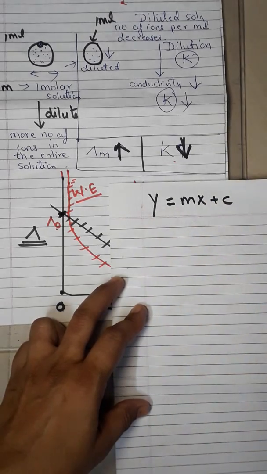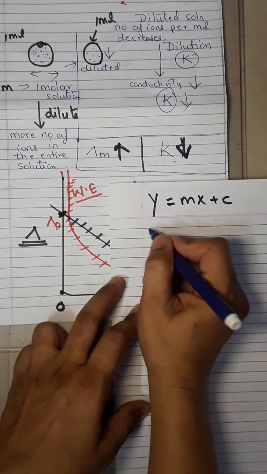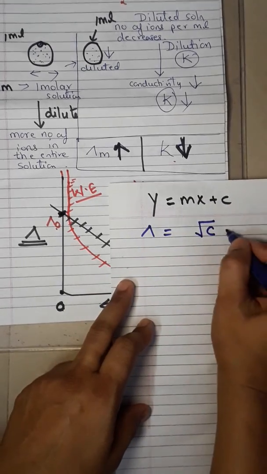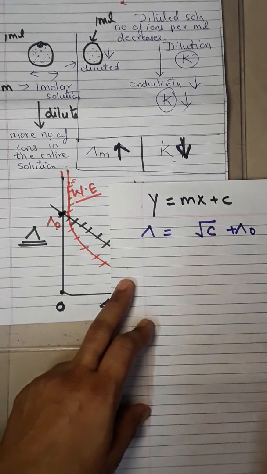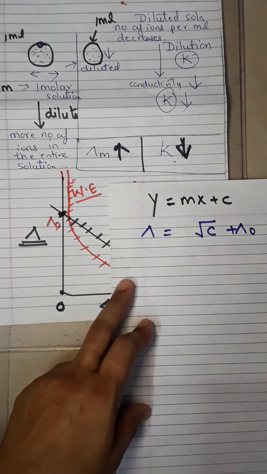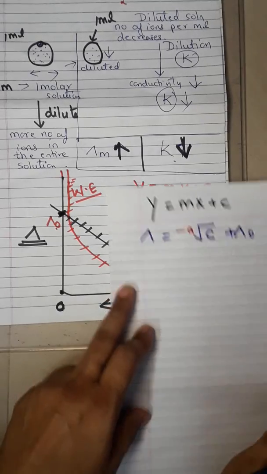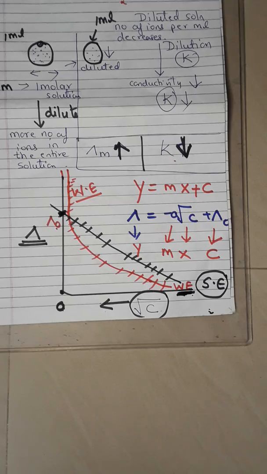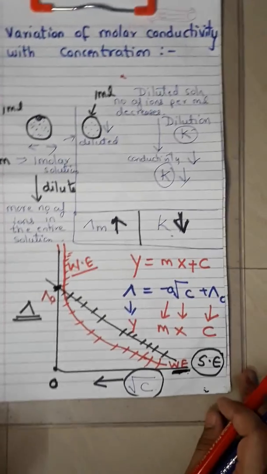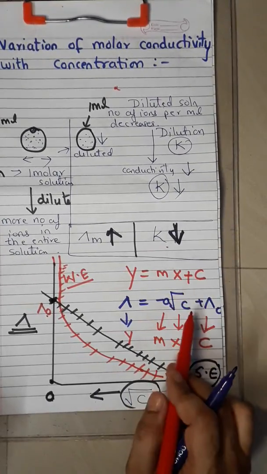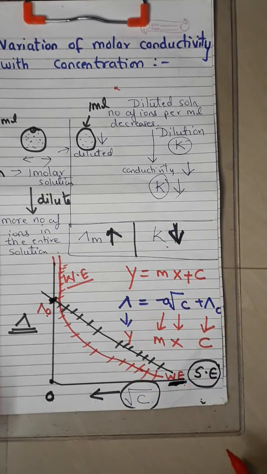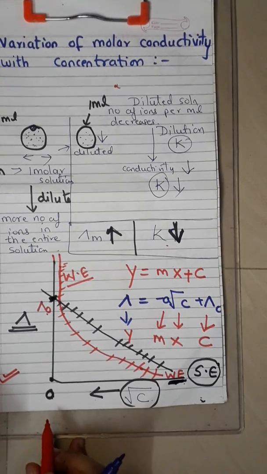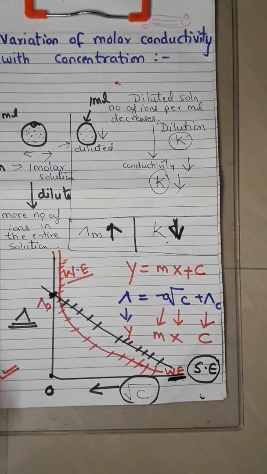If you check over here, I have written y = mx + c. Here y is lambda and x is square root of C, and the intercept is lambda naught, and the slope is moving down, so it is a negative slope, that is minus a. So lambda = minus a square root C + lambda naught. This is a graphical representation to explain the variation of molar conductivity with the concentration.